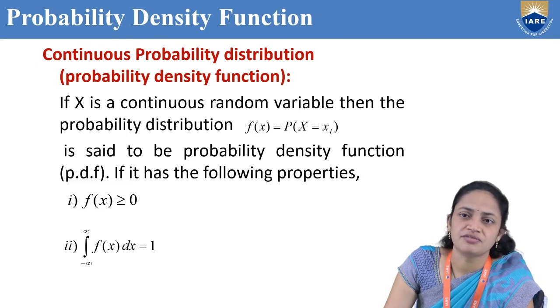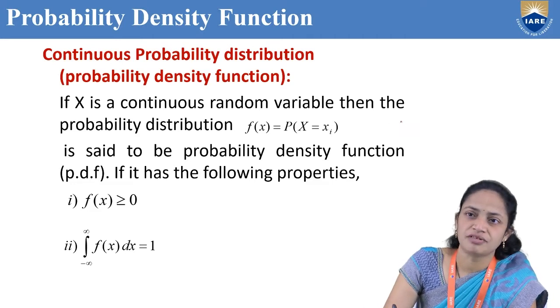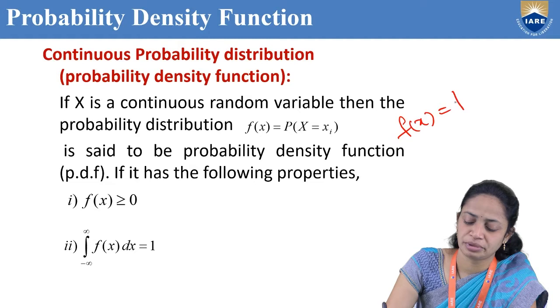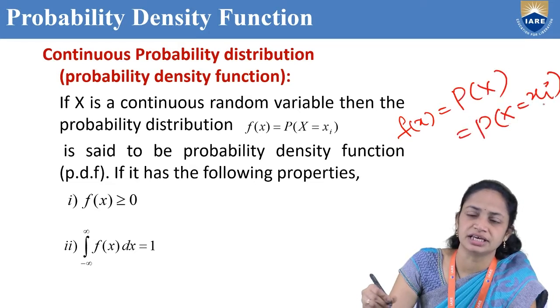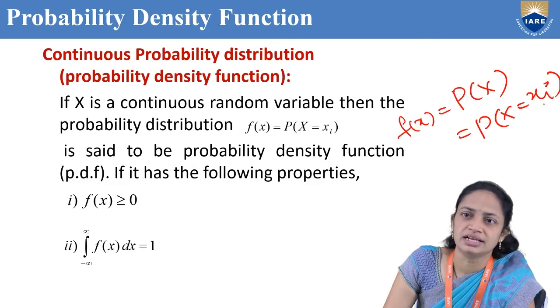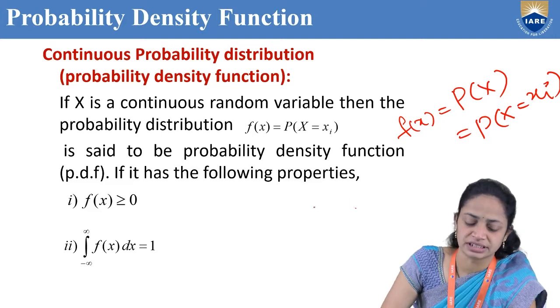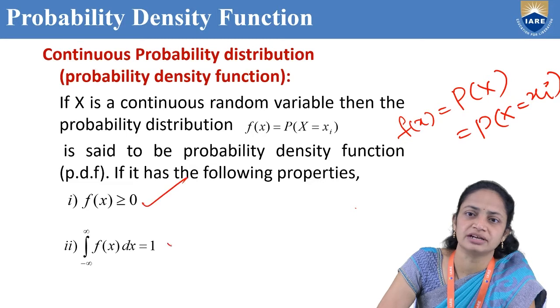First one, f of x greater than or equal to 0, and second one is integration over minus infinity to infinity f of x dx equal to 1. So here f of x equal to P of x equal to xi is said to be probability density function if it has mainly two properties. First, f of x is greater than or equal to 0, and second, integration over minus infinity to infinity f of x dx equal to 1.